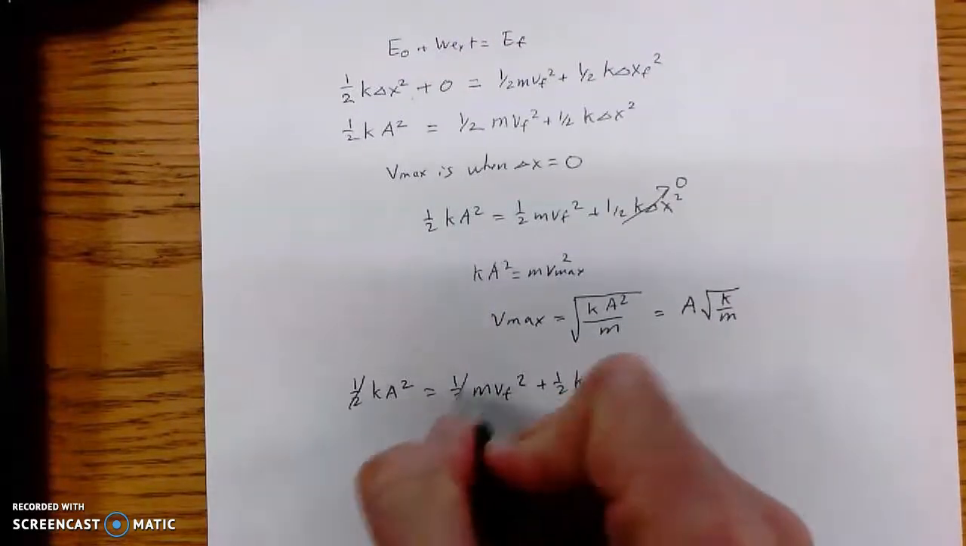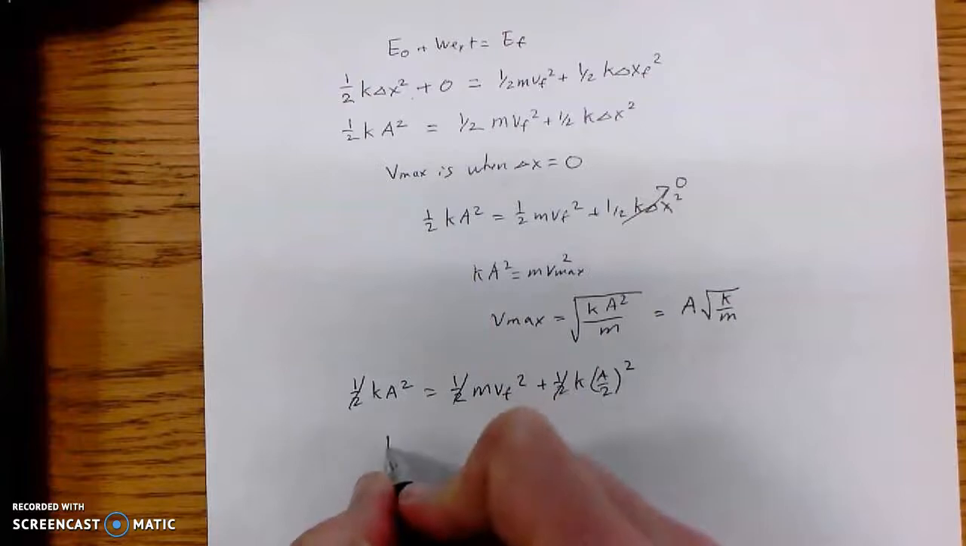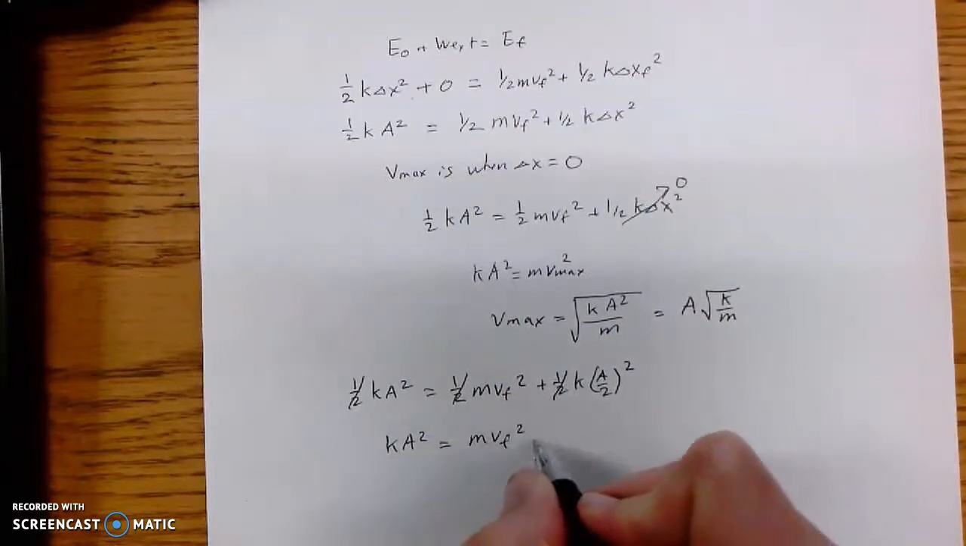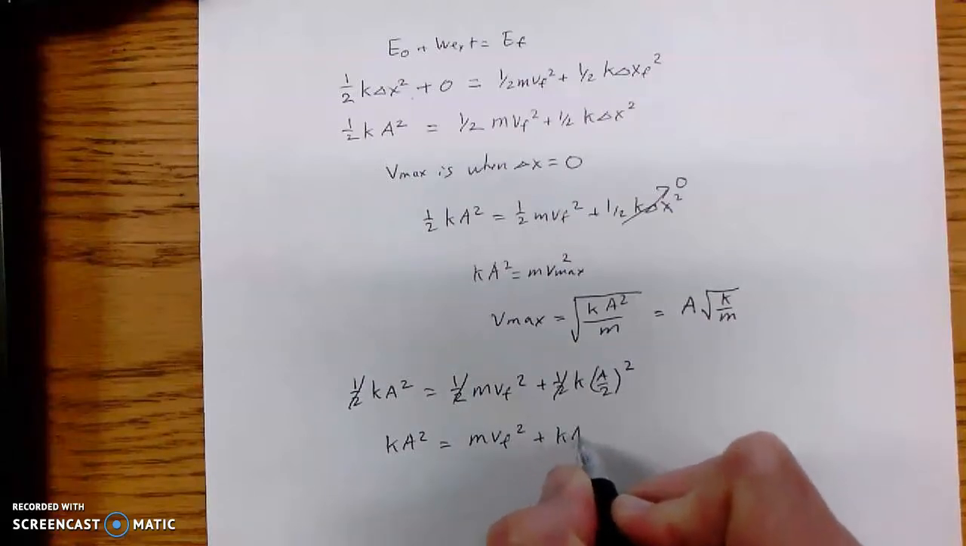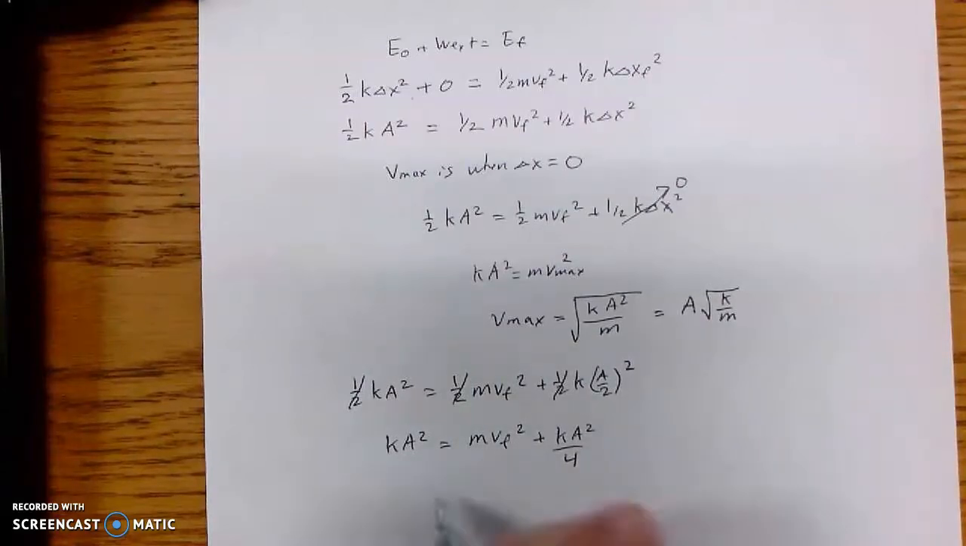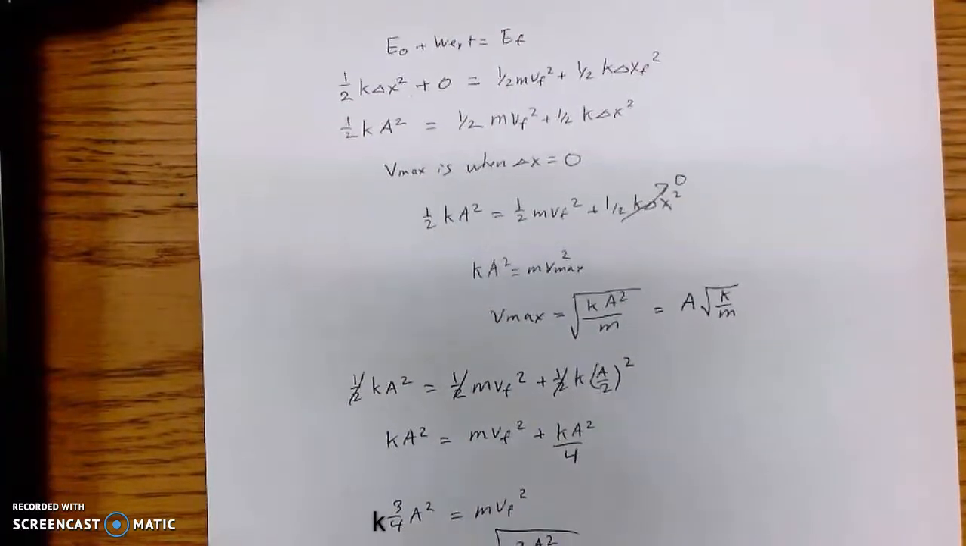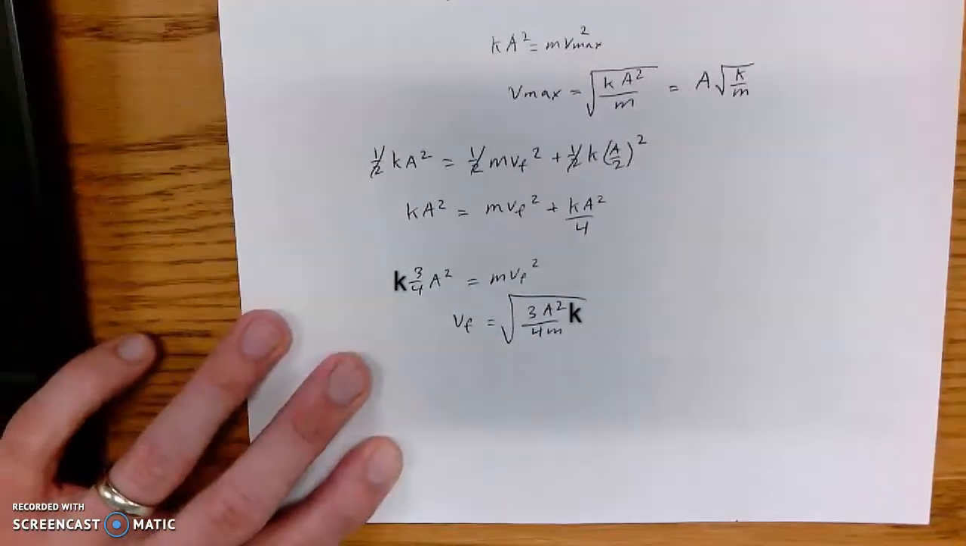So we can get rid of all of the halves. We get Ka squared equals mv final squared plus Ka squared over 4. If you subtract this from both sides, a whole minus a quarter is 3/4, so 3/4 Ka squared is mv final squared. We can divide both sides by m and square root. So v equals the square root of 3Ka squared over 4m. Oh man, it ran off the screen, sorry. So we can get that speed if we wanted.